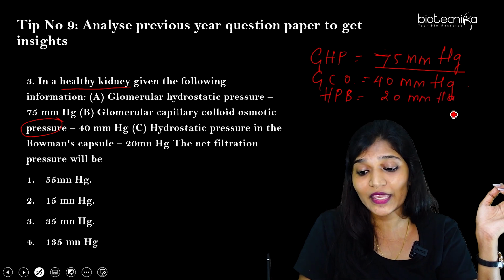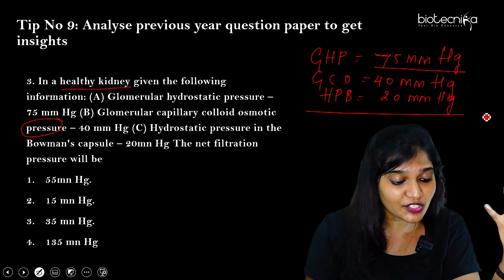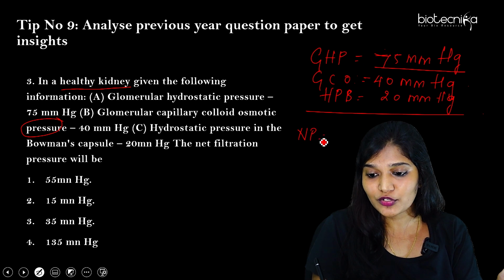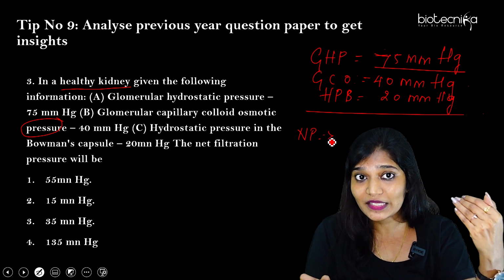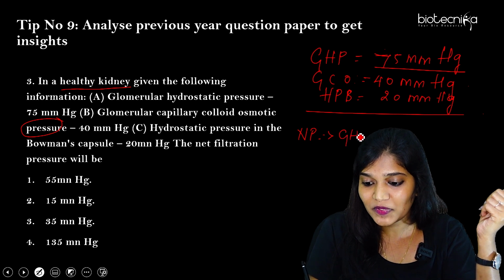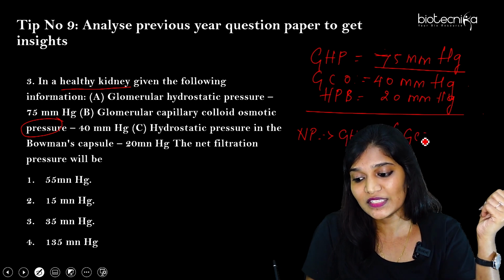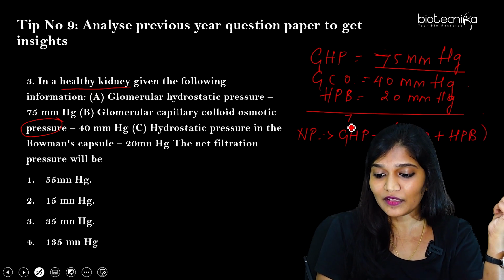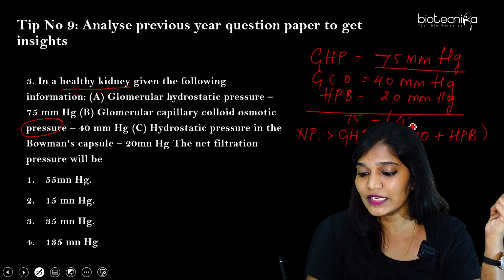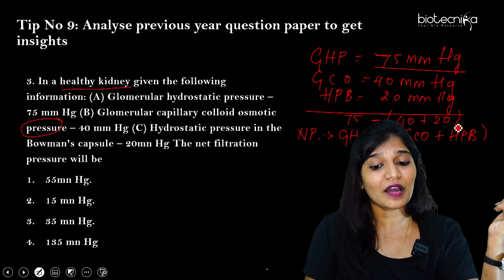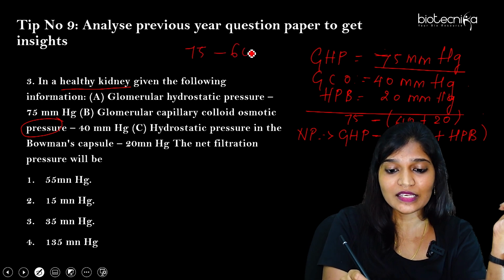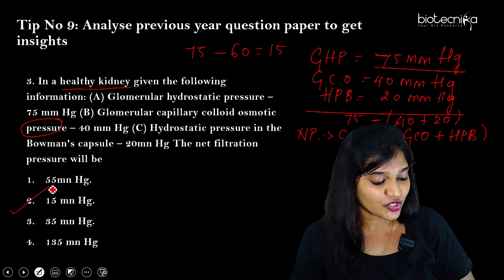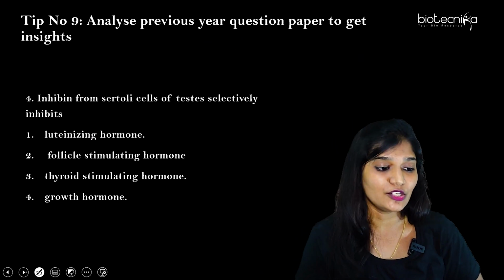Now they ask you to find the effective filtration pressure, or we can say the net pressure. How can we calculate it? First you have to understand the pressure of the blood that is coming inside. So GHP minus GCOP and HPB, which I can write as 75 minus 40 plus 20. So 75 minus 60 is going to be 15, very simple. So the answer for this is going to be option second, which is 15 mmHg.